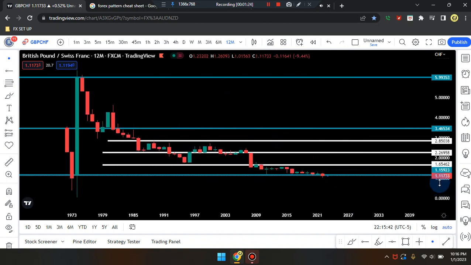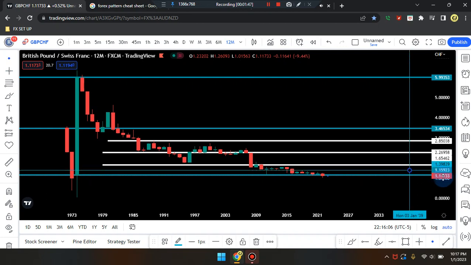Current price is sitting at 1.11733. If price works its way up, it can tag the resistance line right above price, just by a little bit, at 1.15923. If price pushes up further, it's headed to our white resistance line at 1.65462. Before tagging that, it can tag that midpoint at 1.15923.